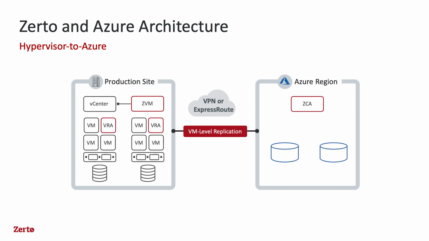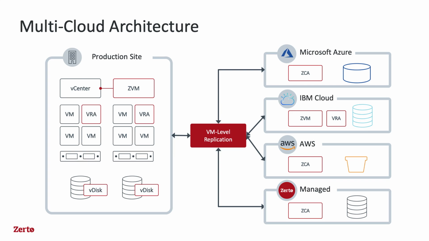Either a VPN or express route configuration is a requirement for pairing a traditional hypervisor source site and Azure. Zerto can provide you with the opportunity to go between clouds, region to region within Azure, from on-premise to cloud, and to cloud service providers. Check the field notice for region availability.